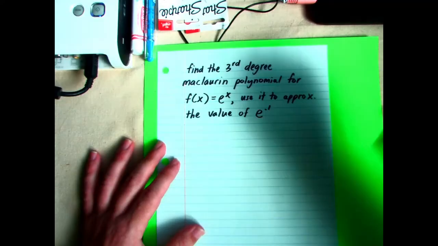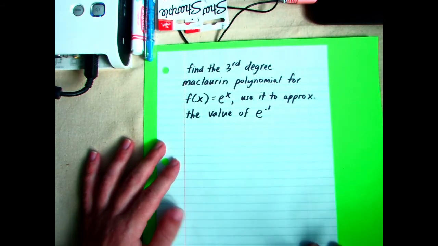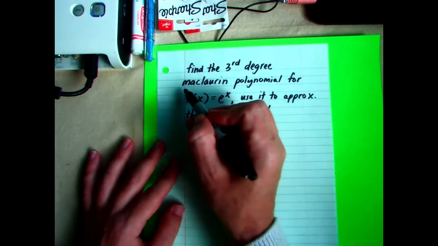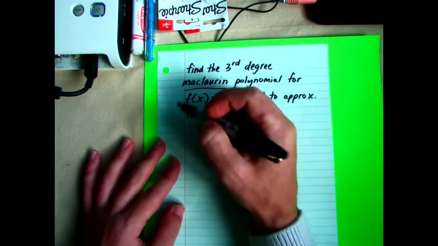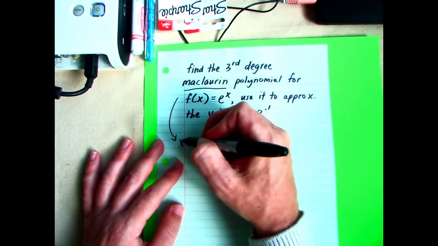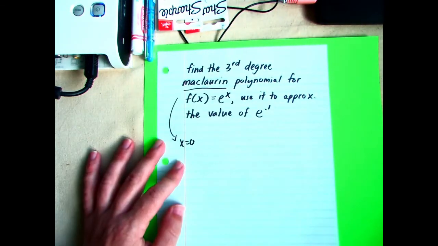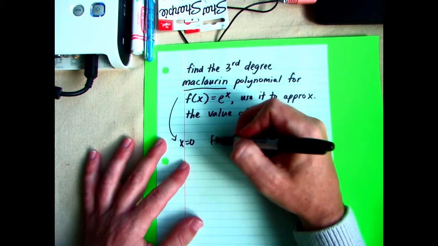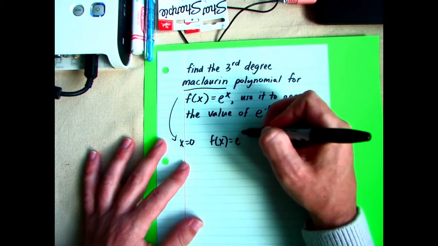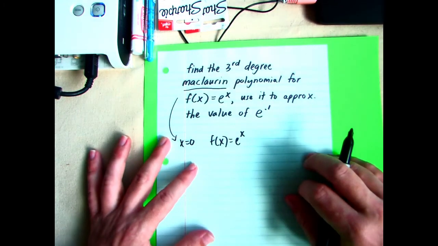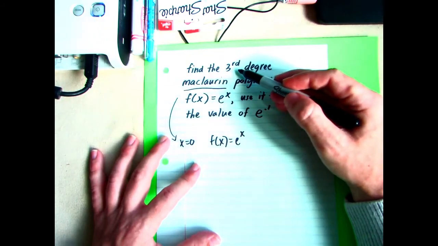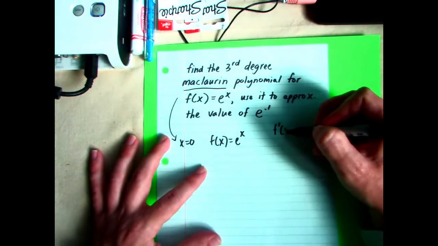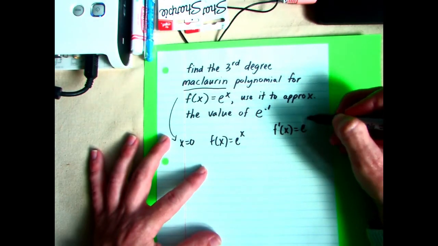So let's put all this together and let's do an example. Find the third degree Maclaurin polynomial for f of x equals e to the x and use it to approximate the value of e to the power of 0.1. E to the x has an infinite number of derivatives, so we could find an infinite degree polynomial, and with each higher degree we'll get a better approximation. But in this case I want third degree. We're doing a Maclaurin polynomial, so again we're centered around x equals 0.